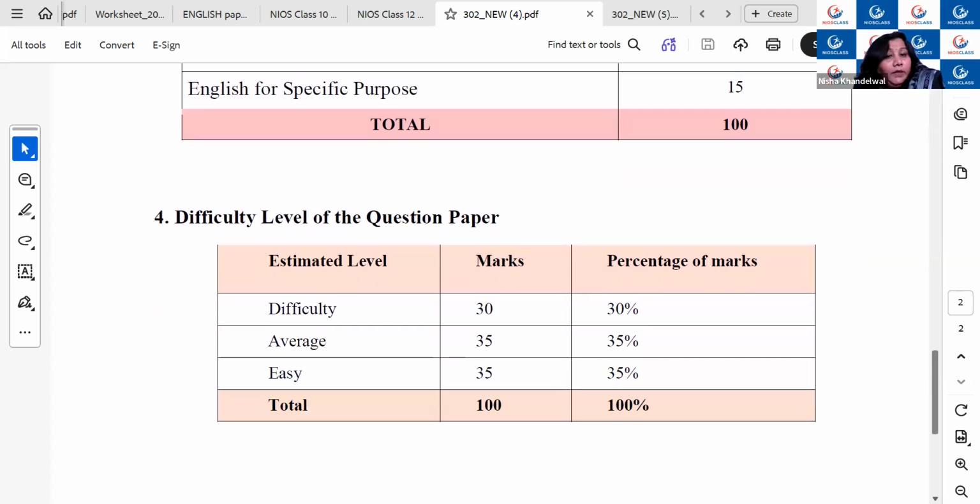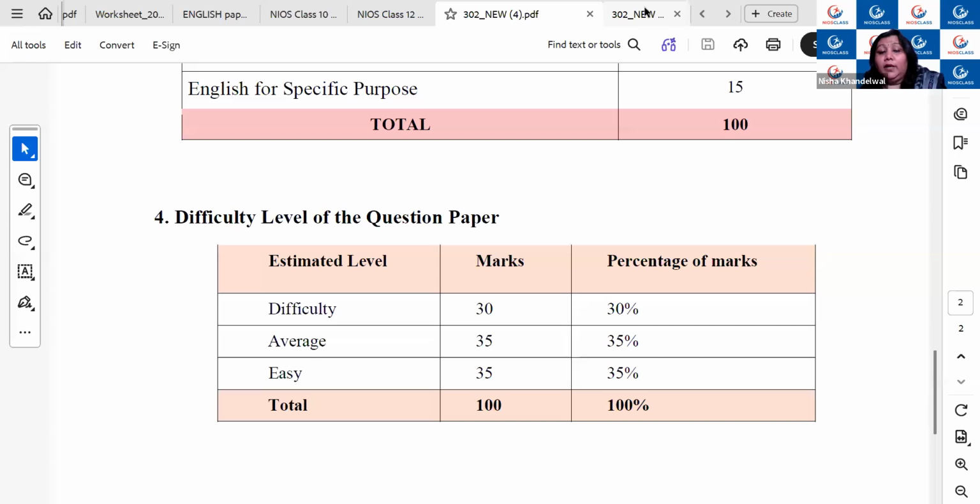Now, the estimated difficulty level, which kind of question would be there. If we go from up to down, difficulty would be like 30%, 30 marks of questions would be a little difficult. Average, now difficult is not difficult over here. If you have prepared enough, nothing is difficult. Average would be 35 and easy would be 35. Now the question paper has been designed in such a manner that everybody can attempt and get at least passing marks. So this is the basic design of your question paper.